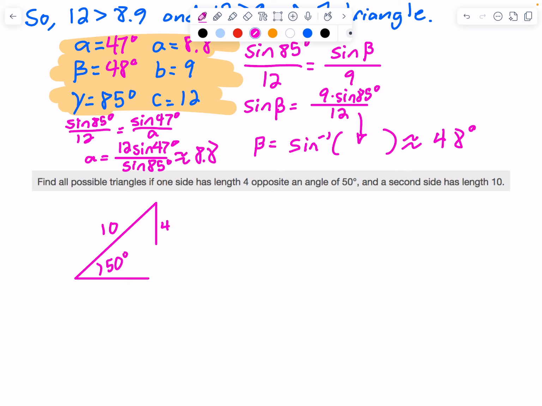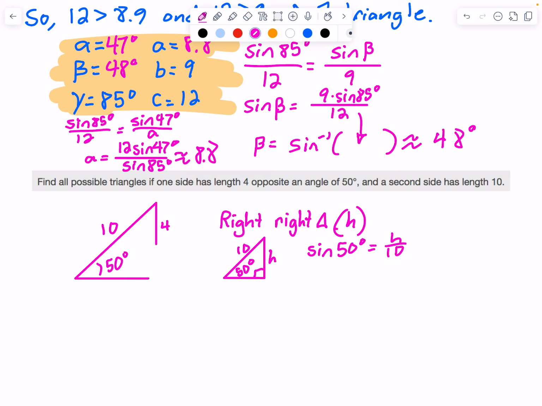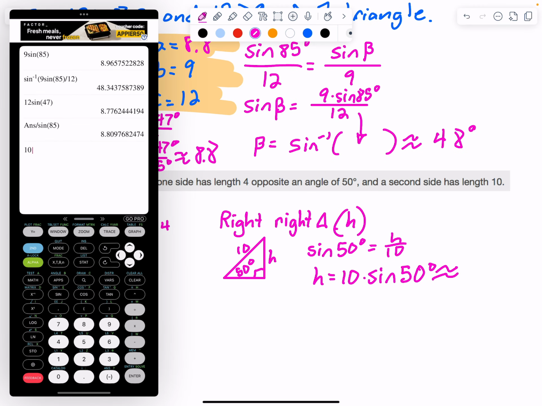All right, so first things first, let's figure out how many triangles. So I'm going to do the right triangle case. Every time, that's where I start. Here's my triangle. All right, and I got 50 degrees, and I got a 10, and I'm trying to find H. All right, so find right triangle H. Let's set it up, sine of 50 degrees is equal to H over 10. So that means H is equal to 10 times sine of 50 degrees. All right, so we get 10 sine of 50, and I got a 7.6.